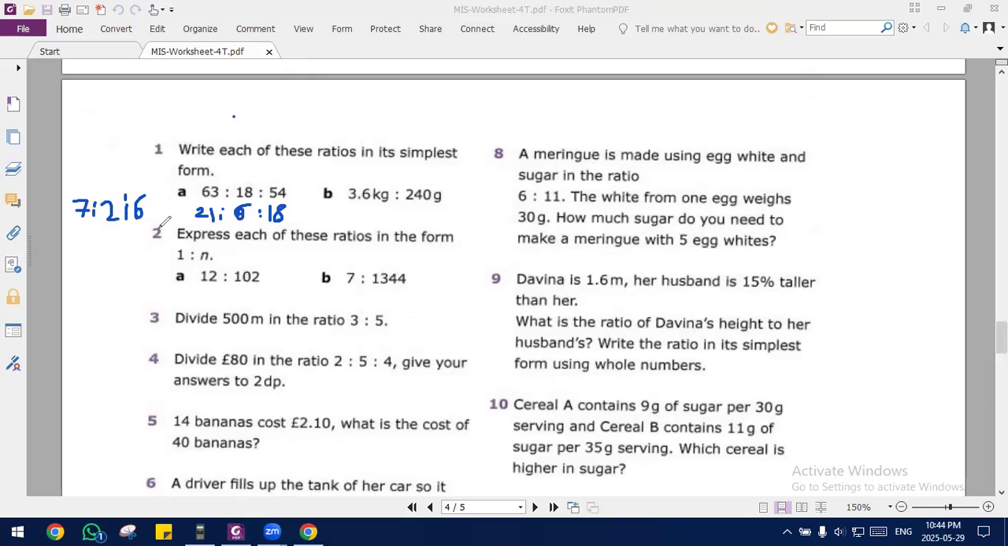Next one, we need to simplify 3.6 kilogram and 240 gram. Here we need to be careful for the unit, guys. Kilogram and gram are different units. So I can't just do the simplification directly. We need to convert either gram to kilogram or the opposite, kilogram to gram. So I will convert kilogram to gram. How? We times by 1000.